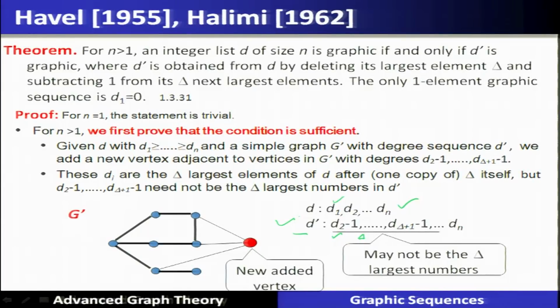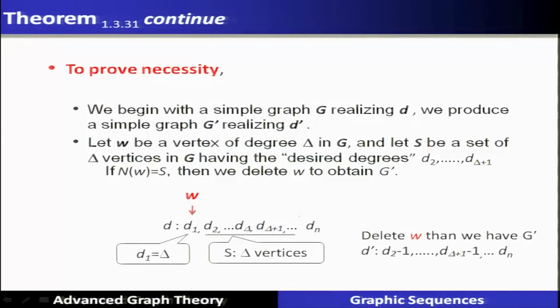Now, that was the sufficiency condition. Now, we have to prove the necessity condition. In this necessity condition, we have to begin with the simple graph G realizing D, and we produce a simple graph G prime which is realizing D prime. So, in a sense, what we are proving is, if we are given a sequence D, and we can obtain another graphic sequence D prime from it, then this is a graphic sequence.